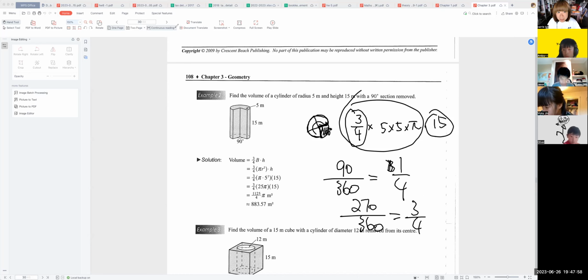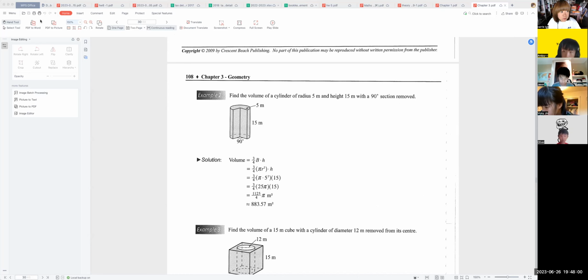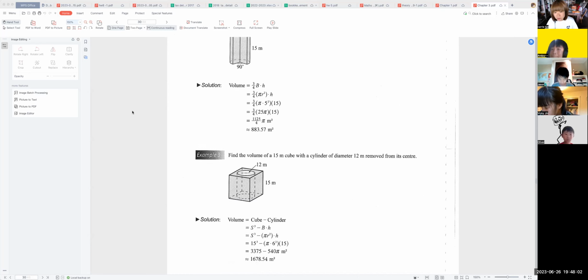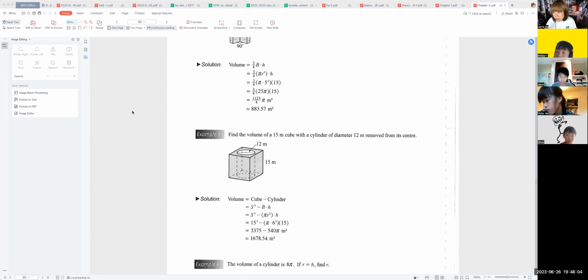Okay, understand everybody? So let's move forward. Now let's take a look at this one. Again, let me ask you, can we use base times height for this cylinder? Still we can, right? Andy, think about it. You have a knife, you cut it. Every single piece is the same. So that means this one is the same, base times height.